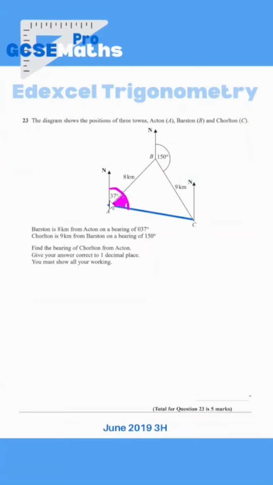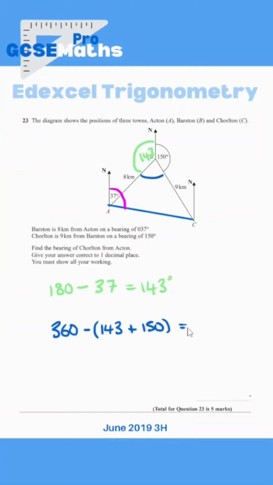First of all, I'm going to look at the angles. 37 here, and then this north line up here. This is angles on parallel lines. North and north are obviously parallel. So interior angles, I could work out this angle on the left side of B. That would be 180 minus 37, which is 143. Then, because we've got angles around a point, we could work out the angle inside the triangle up here by doing 360 minus both 143 and 150, which gives me 67.